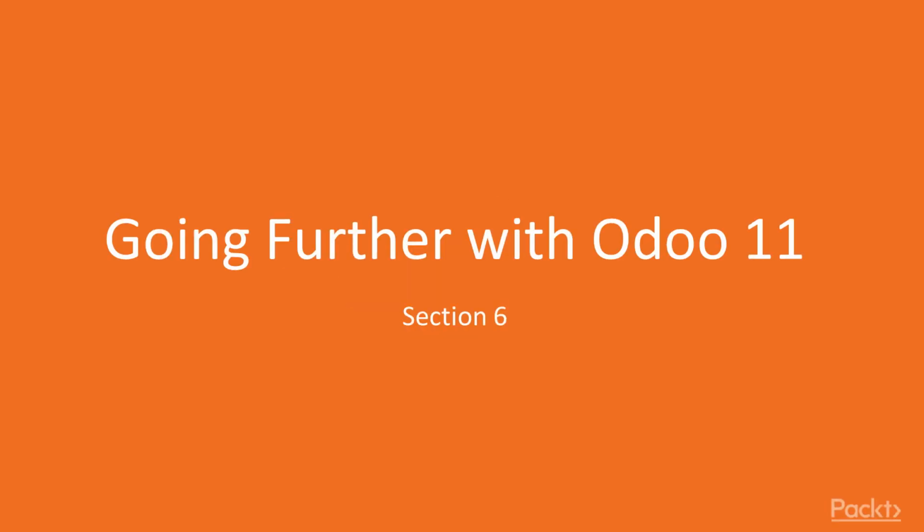In the previous section, we saw how we can create a chart of account and the payment method, and configuring analytical accounting and fixed asset. This is section number 6. Going further with Odoo 11.